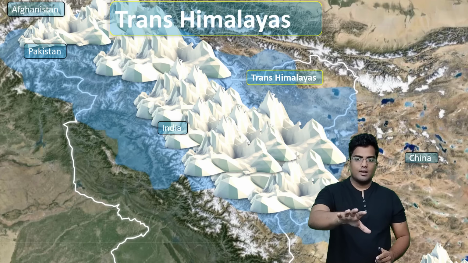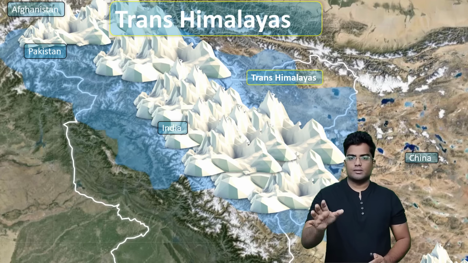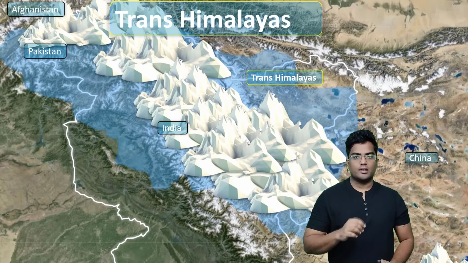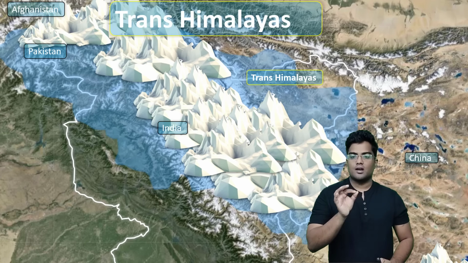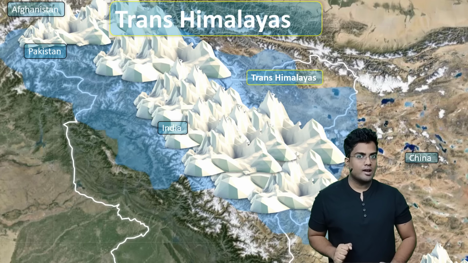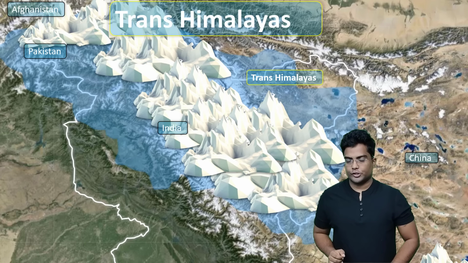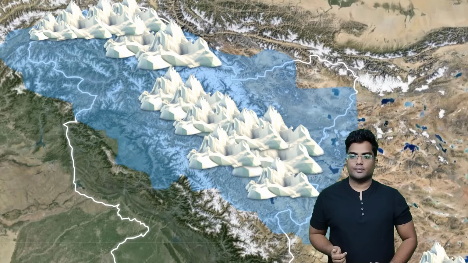You have the trans-Himalayas, and as you can see, it covers parts of China. Then you have India, Pakistan, and Afghanistan. These are the four countries where you can find the trans-Himalayas: China, India, Pakistan, and Afghanistan. Now, we are only interested in the Karakoram Range, so we are going to split it.